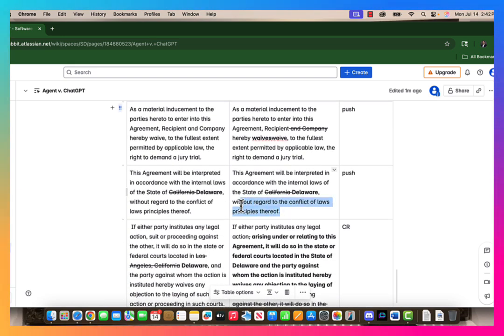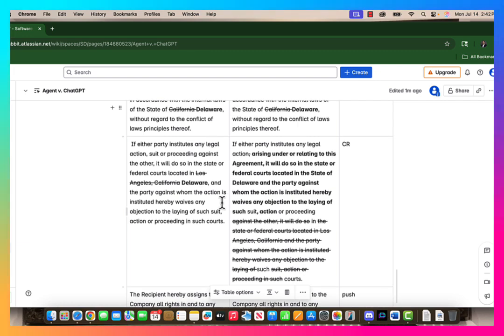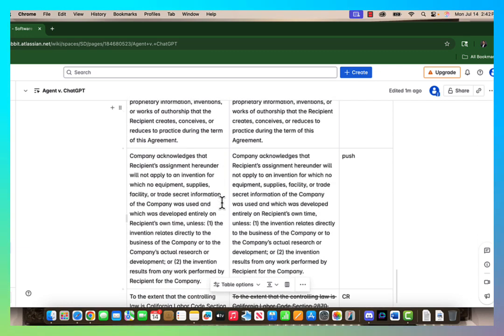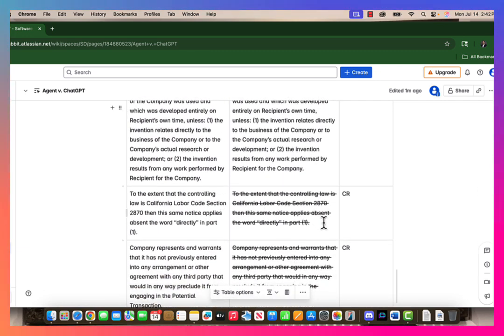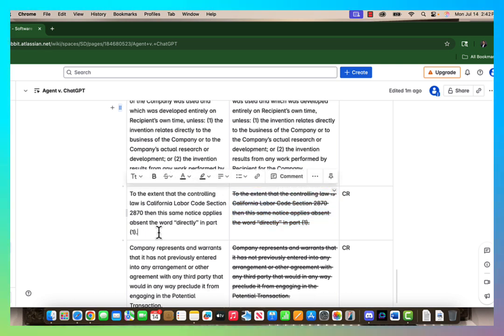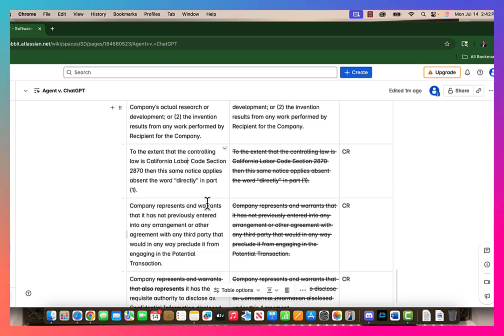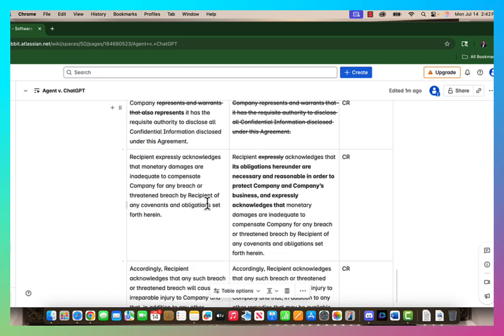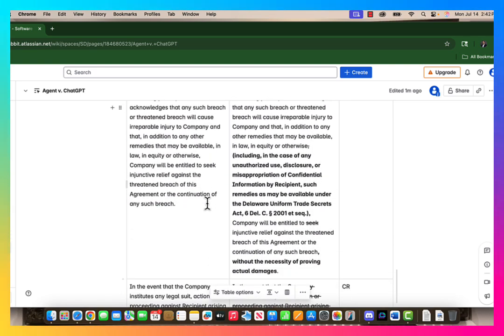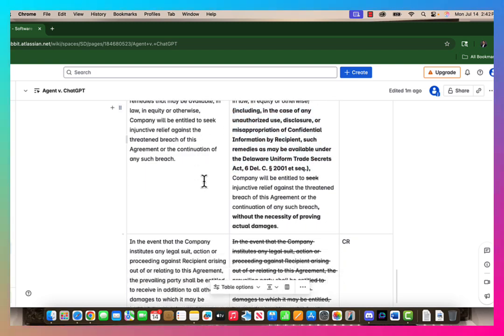Here's a very important point. All of the precedent documents were governed by Delaware law, and both models recognized that, so they changed California to Delaware. However, our model recognized the California law-specific language in the original document and deleted it. ChatGPT did not. So that's a big flaw. And here's some more state-specific language that ChatGPT did not add.